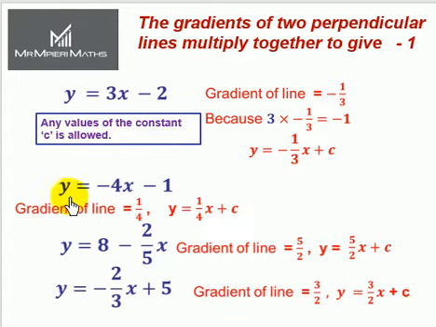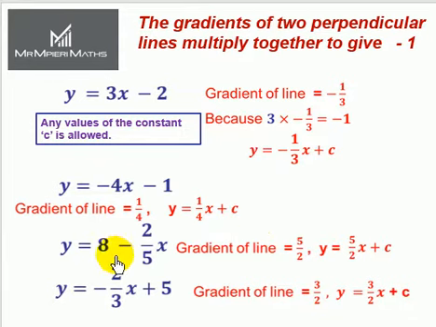The second question, y equals minus 4x minus 1. Here the gradient is minus 4. So the gradient of the new line we're looking for has to be 1 over 4, because 1 over 4 times minus 4 is going to give you minus 1. So the equation will start y equals 1 over 4x plus c. Again, your value of c doesn't really matter. Any constant c here is allowed. It could be plus 2, plus 1, or a number of your choice.